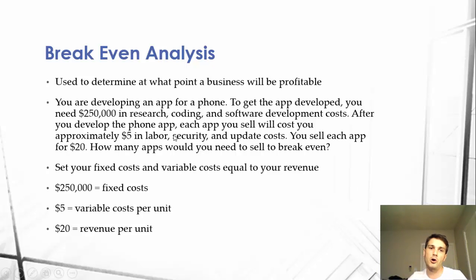Then our variable costs are our maintenance, our security. We need our coders to update our apps. They need to make sure that there's no security breaches. So we're going to say our assumption is $5 per app we sell is about the variable cost. And lastly, we sell each app for $20. So this revenue can be from anything. We're just saying that the app is sold for $20.